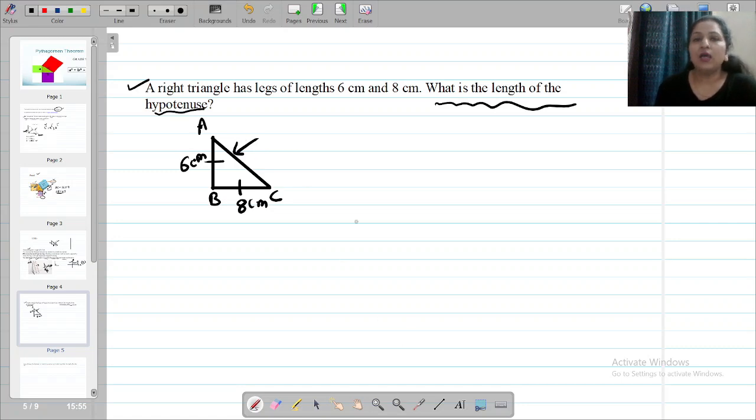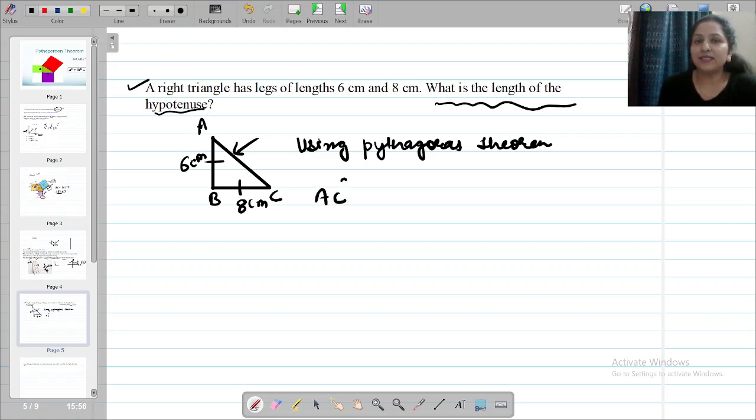You will write here using Pythagoras theorem. You have to first write Pythagoras theorem. What do we know? The square of the hypotenuse. What is the hypotenuse here? AC. So you have to mention here longest side square is equal to the sum of which two sides square? One is AB square and another side is BC square. I hope everyone is able to understand till here.